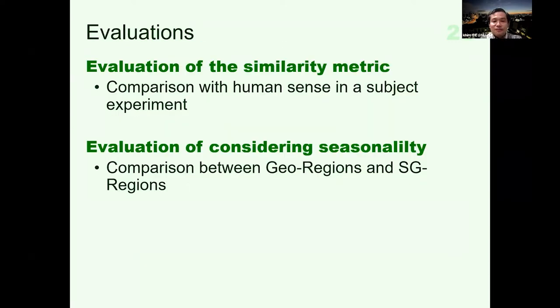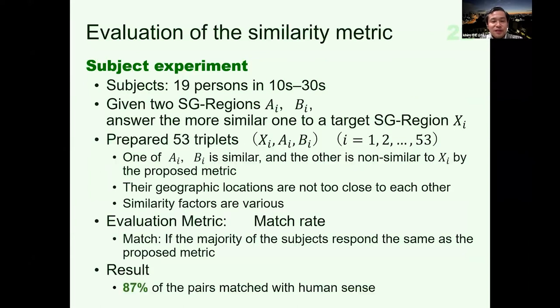So for the evaluations, we evaluated two things. One is whether the similarity metric is appropriate or not, and the other is whether considering the seasonality was effective or not. Okay, so these are the details. I'm going to skip most of it, but we experimented on basically students. We prepared 53 triplets of seasonal georegions X, A and B. A and B are selected so that one of them is actually similar to X, but the other is not similar to X. So we want to see if people also make the same judgment.